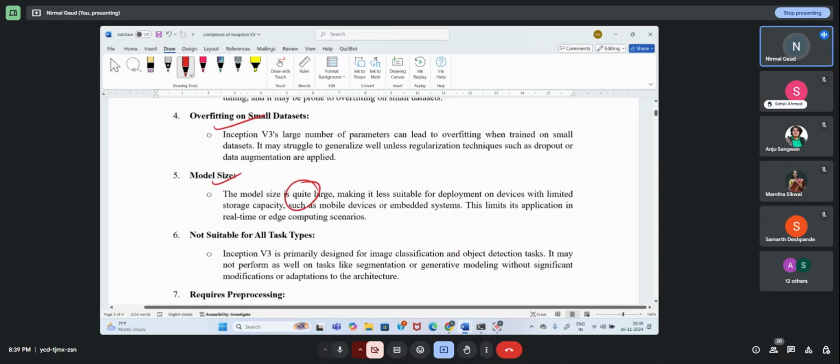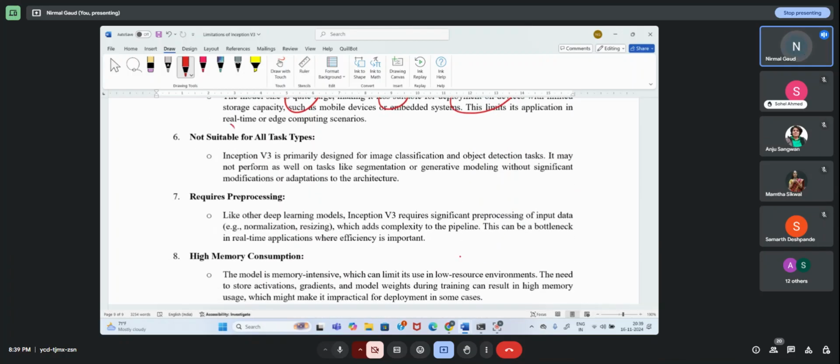Model size is quite large. It is less suitable for deployment on devices, for example small devices, if you want to use the classification. In those particular cases, V3 is not suggested. It is not suitable for all types of tasks. It is designed for image classification and object detection, we can do that. It may not perform well for segmentation, or for generative modeling.